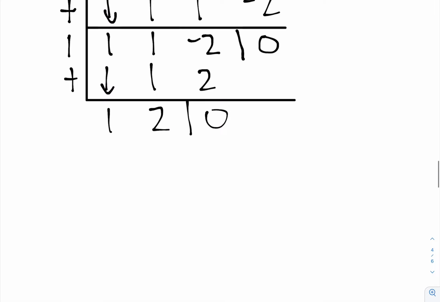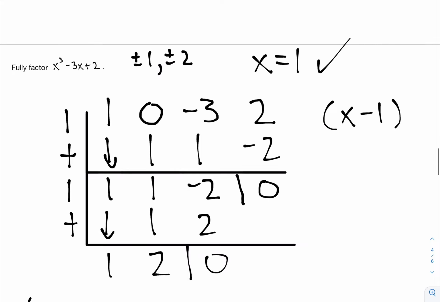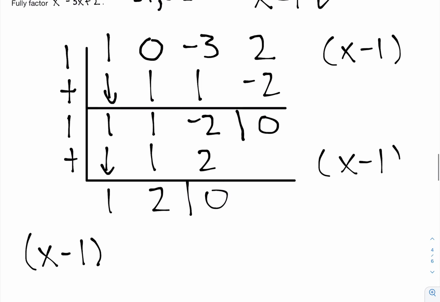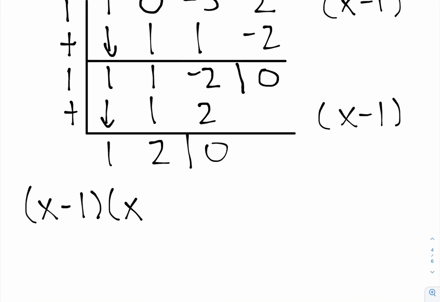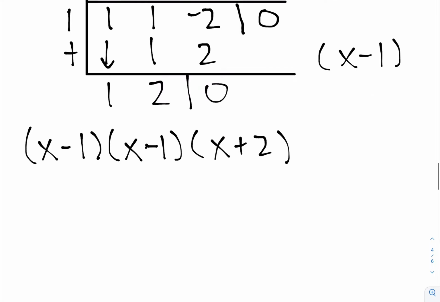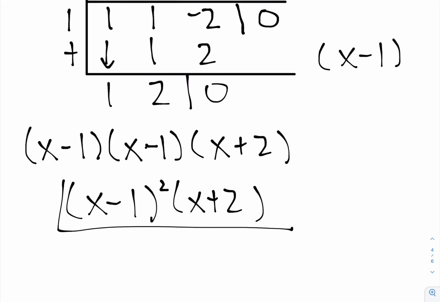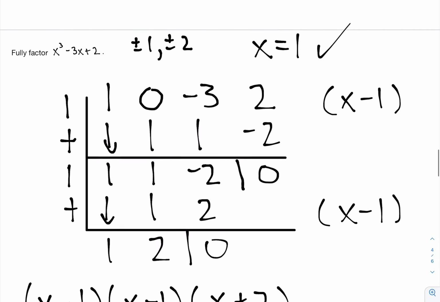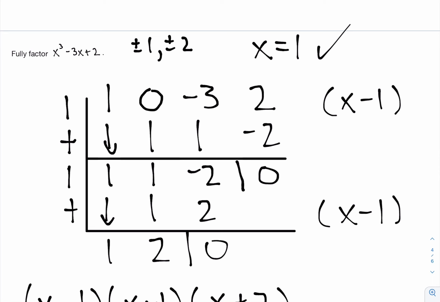So now what we have is our original expression is going to be equal to x minus 1, the thing we divided by the first time, and then we divided by x minus 1 again using synthetic division. So x minus 1 here once again, and then the coefficients we're left with are x and then plus 2. So this is essentially what the function is. We just factored it. And x minus 1 times x minus 1 is x minus 1 squared, times x plus 2. So you can write it either way, but this is the fully factored form of our original expression, x cubed minus 3x plus 2.